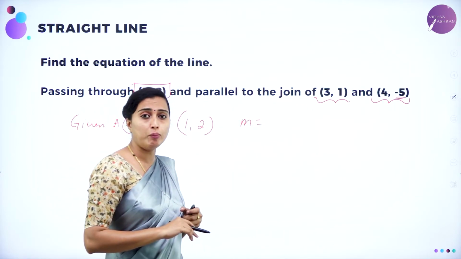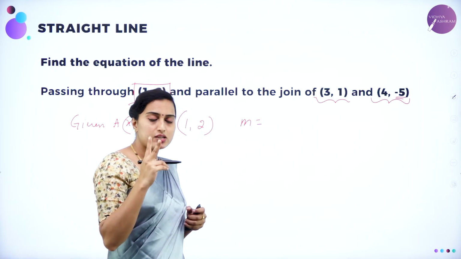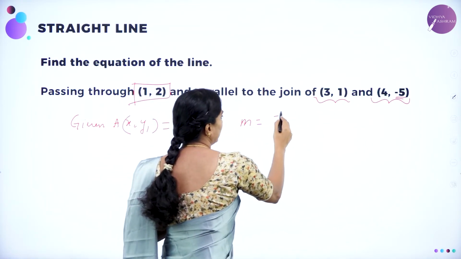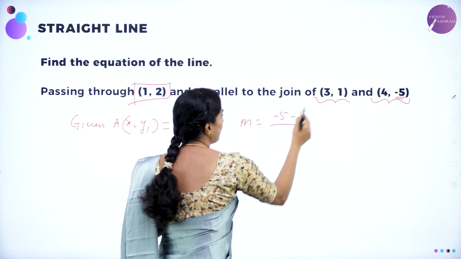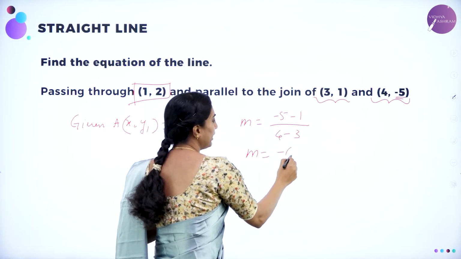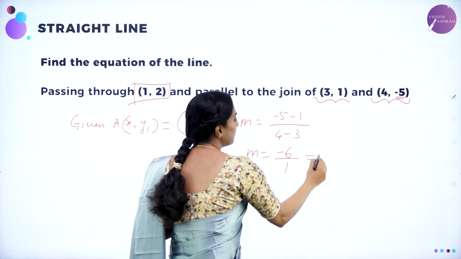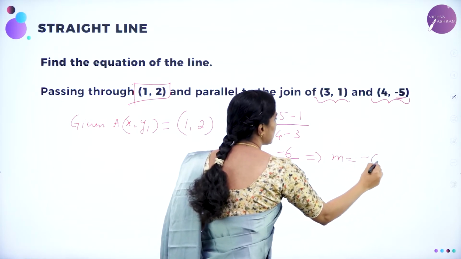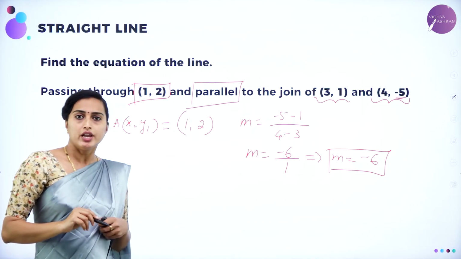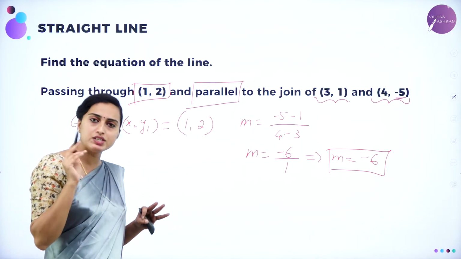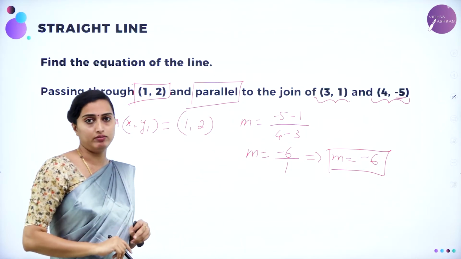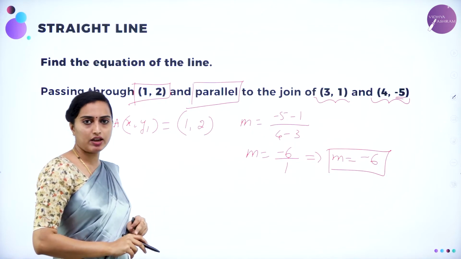Slope is given by the formula of line joining 2 points: y2 minus y1 by x2 minus x1. Therefore, minus 5 minus 1 divided by 4 minus 3, which implies m is equal to minus 5 minus 1 is minus 6, 4 minus 3 is 1, which implies m is equal to minus 6. Now, why have they given parallel? Parallel means slopes are equal. If slope is equal, m is equal to minus 6 only. If they had given perpendicular, then it will become the negative reciprocal. Understood? That is why they have given the condition.